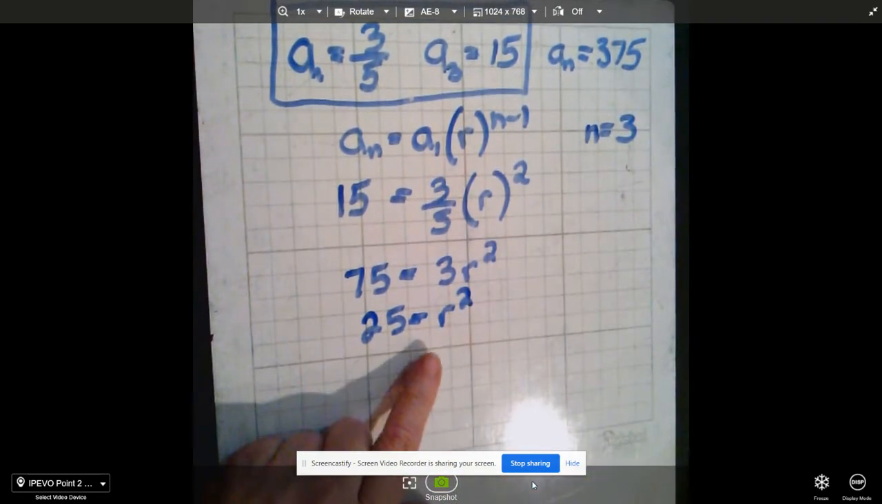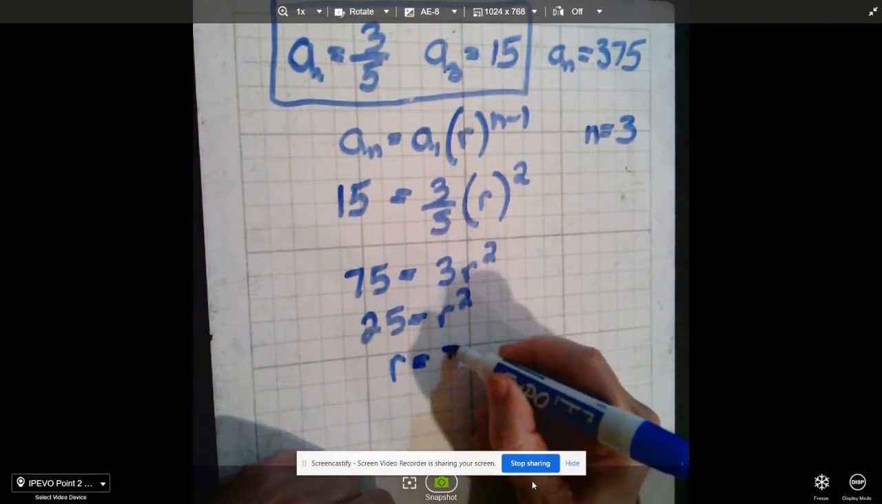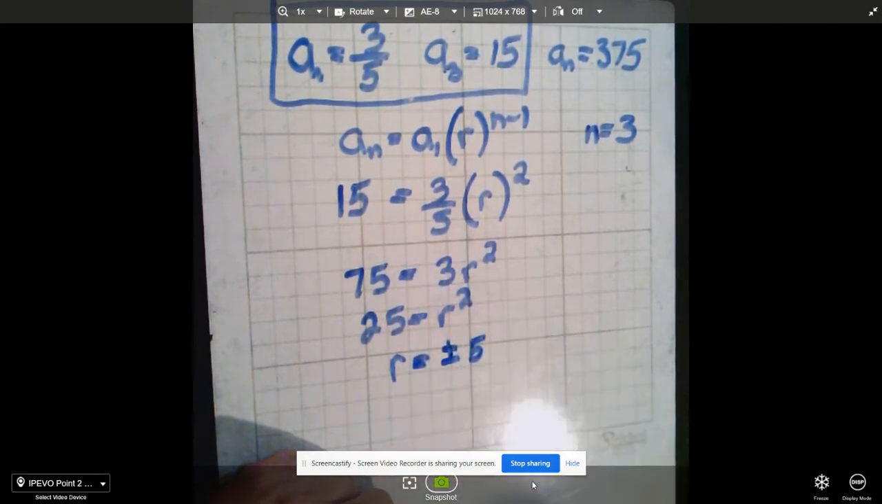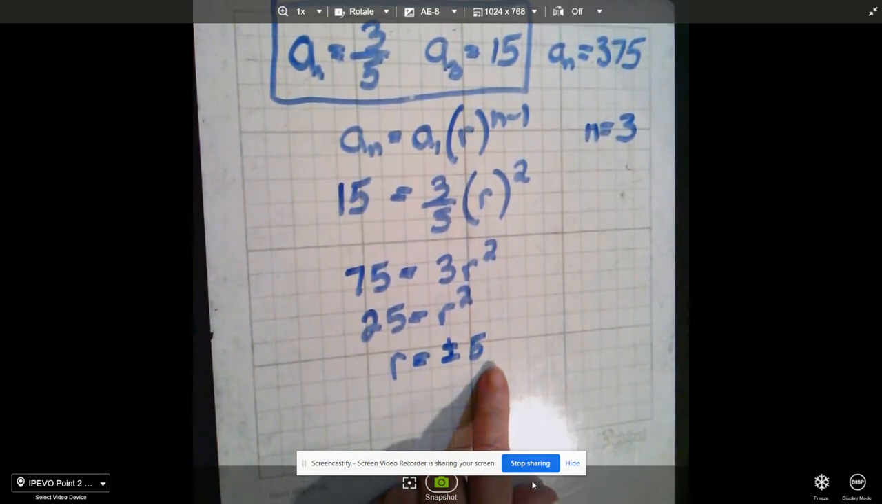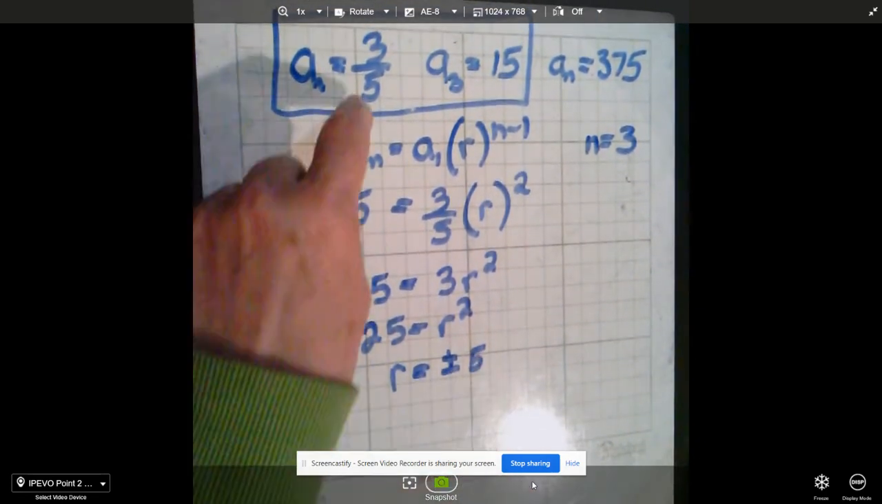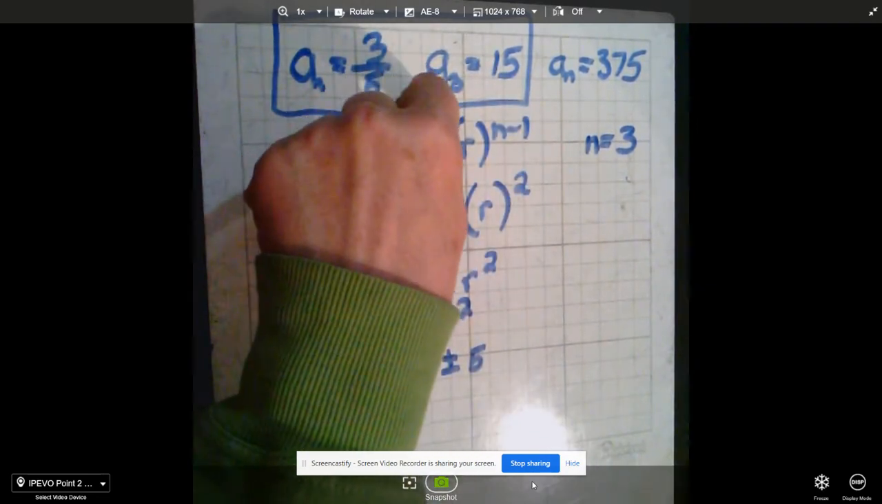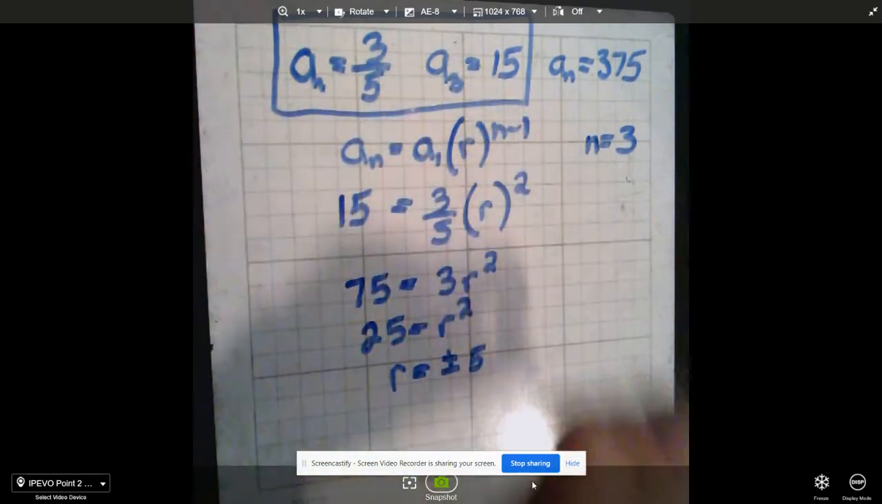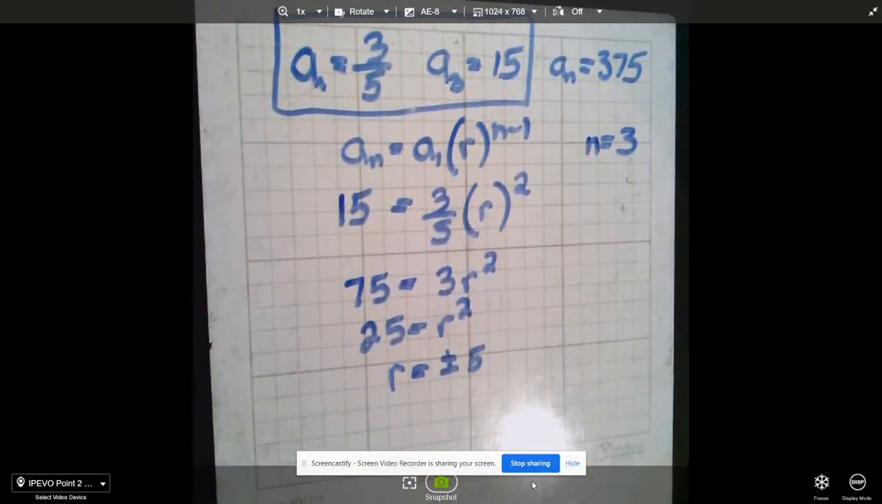So this is a quadratic. Remember, when I square root both sides, I can't forget the plus or minus. So now this means R is either plus 5 or minus 5, because these are both positive, and if there was a negative one in between, I wouldn't know if I was multiplying by a negative 5 or a positive 5. So I could have two possible R's, plus or minus 5.